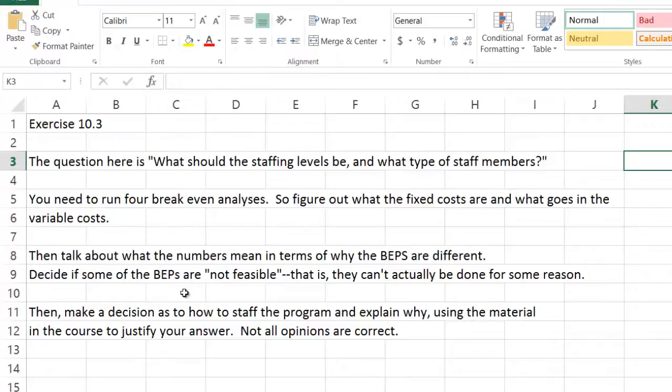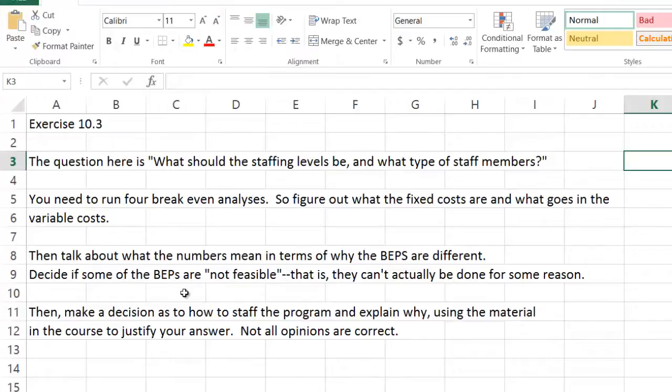Then, in what you turn in, you talk about what the numbers mean. Right? So you're going to have different break-even points based on the fixed costs and the variable costs. And so you have to figure out, why are they different? So you explain that. Then decide if some of the break-even points are not feasible. That is, they can't actually be done for some reason. Then make a decision as to how to staff the program and explain why, using the material in the course to justify your answer.